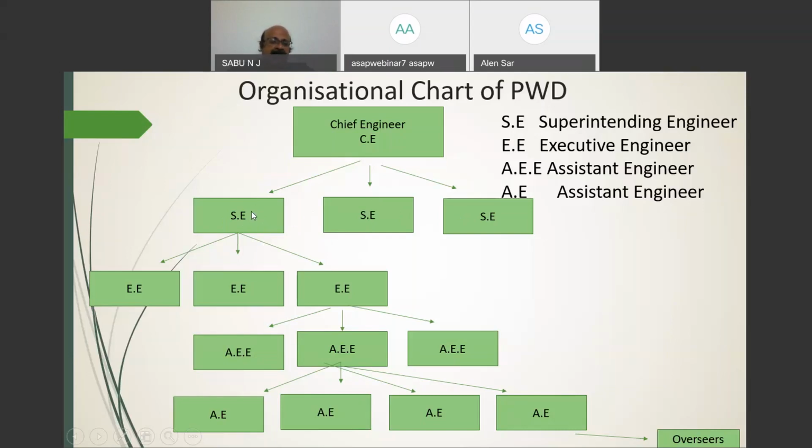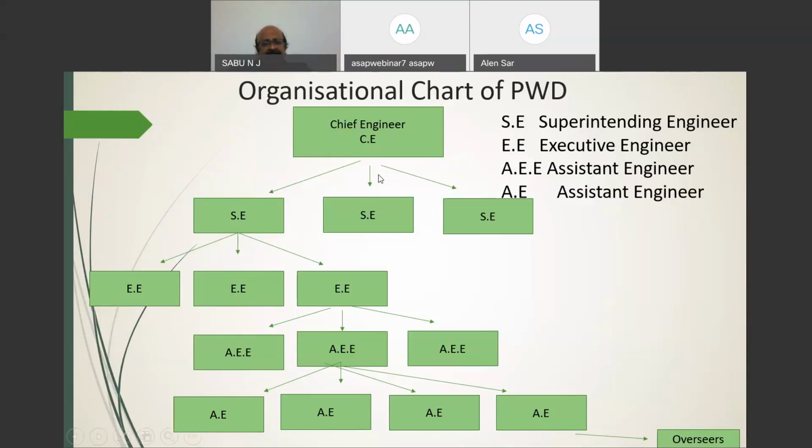And then again, each circle is divided into a number of divisions, number of division offices. Each division is headed by the executive engineer or the divisional engineer. These executive engineers report to the superintending engineer, and these superintending engineers report to the chief engineer. Finally, the chief engineer reports to the secretary to the government. That is the system.